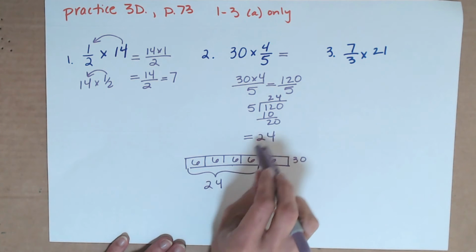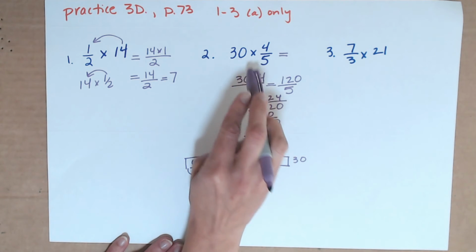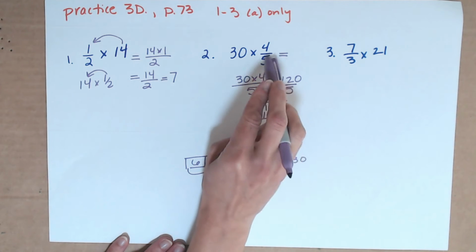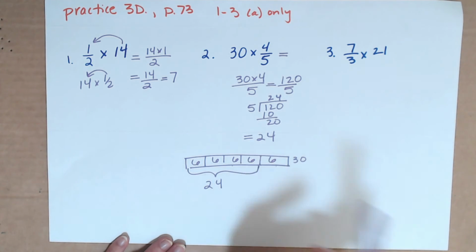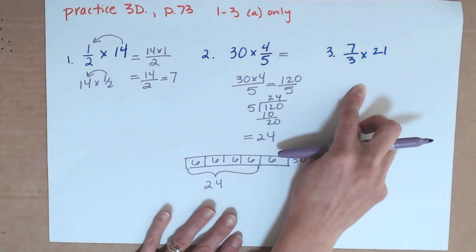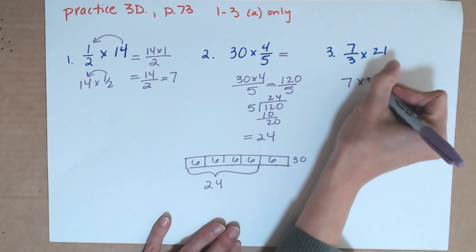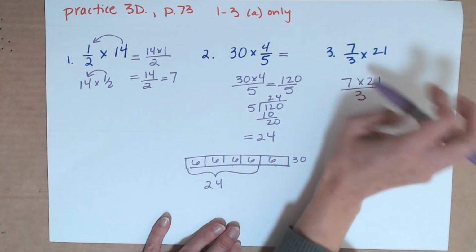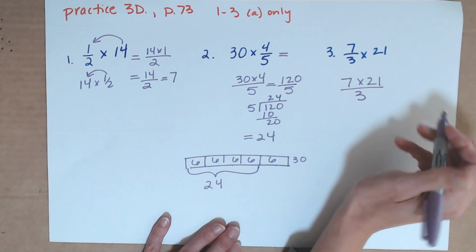So I got the same answer both ways. I used our rule for multiplying the whole number times the numerator over the denominator, and I simplified that. I got 24, or I just drew it using a bar model, and I got 24. Let's do this last one both ways as well. 7/3 times 21. So that would be 7 times 21 over 3. I multiply the numerator times the whole number over the denominator.